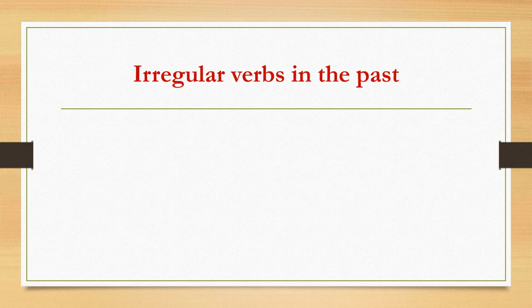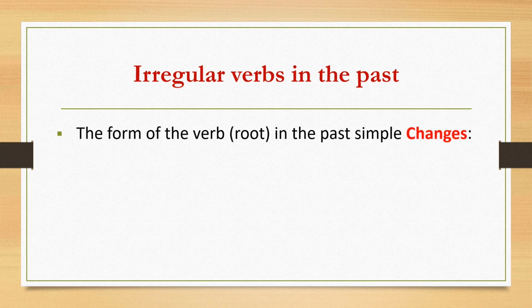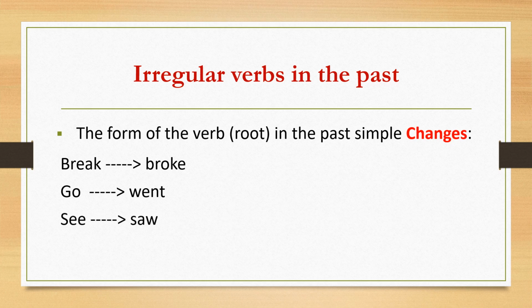For irregular verbs, the form of the verb, the base of the verb, in the past simple changes. Sometimes it changes slightly, sometimes it changes completely. For example, break turns to broke. Go becomes went. We say in the past, I went to Italy, for example. See, saw.